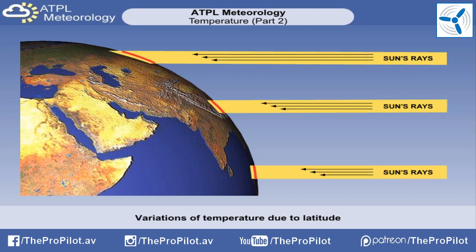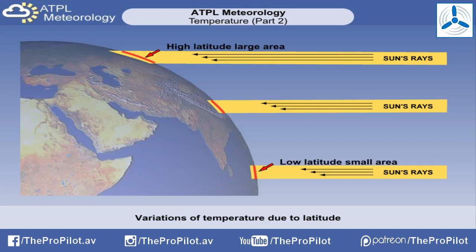Take a look at this diagram. You should be able to see that when considering a unit cross-section of energy from the Sun, the same amount of energy is spread across a greater area at higher latitudes than at the equator. Therefore, any single point at high latitude will receive less energy from the Sun than a point at lower latitude.